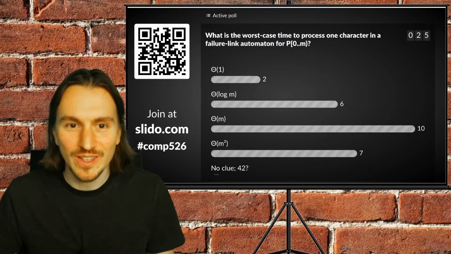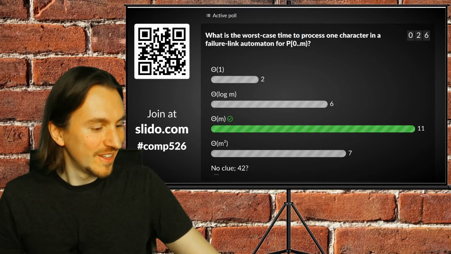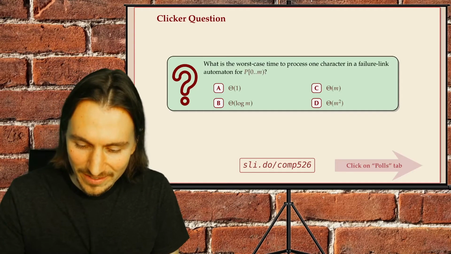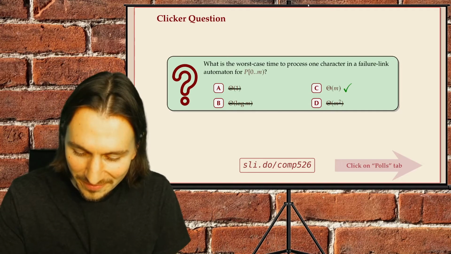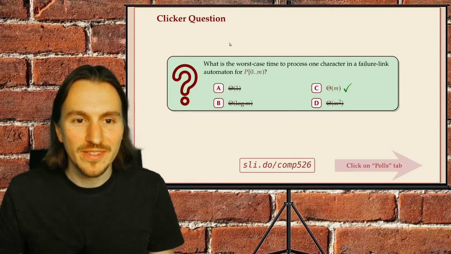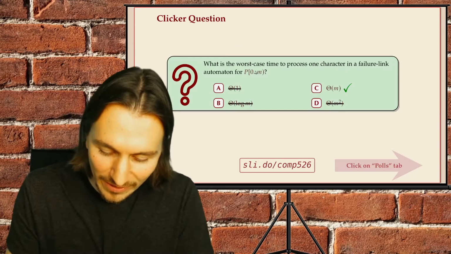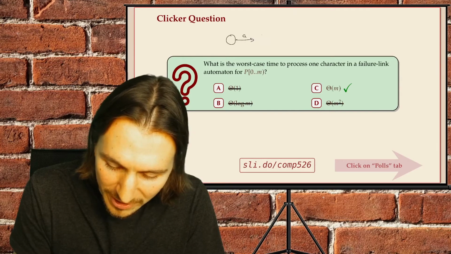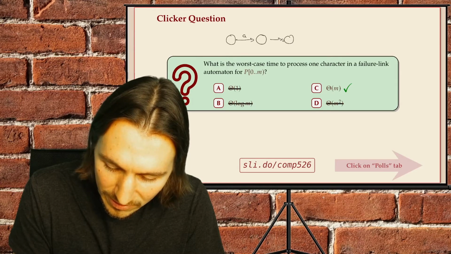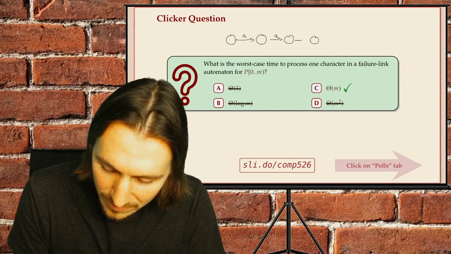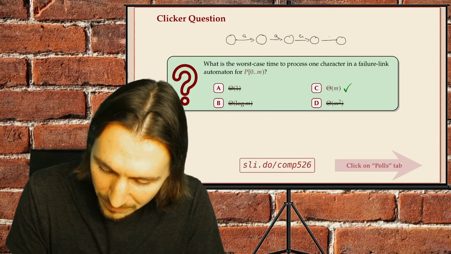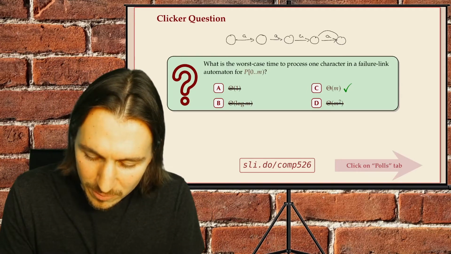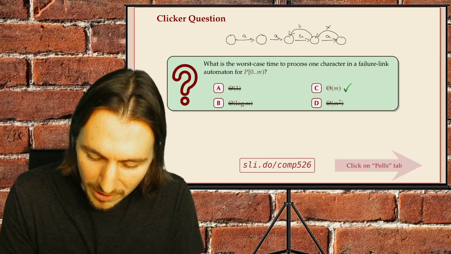I'll show you the results, and the correct answer is theta of m. So that's this one. The reason for that is you can basically have an automaton that looks like this. You can, if the pattern is all A's, you would indeed get this. In this example, the failure links would always just go back one state.